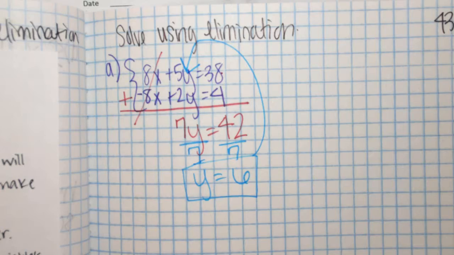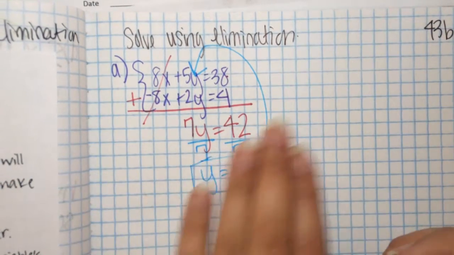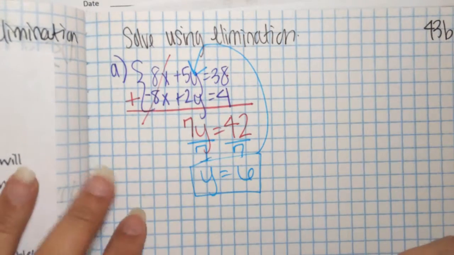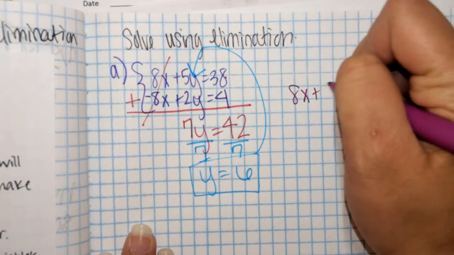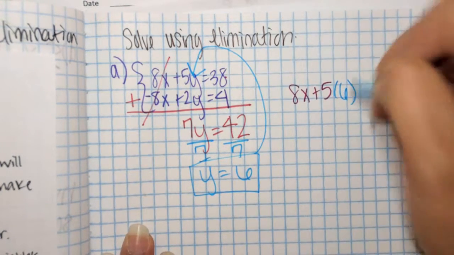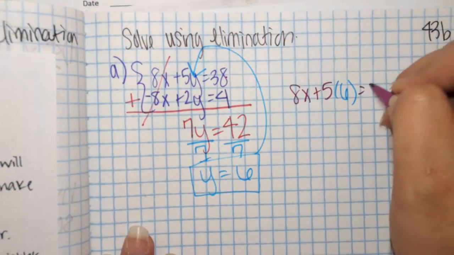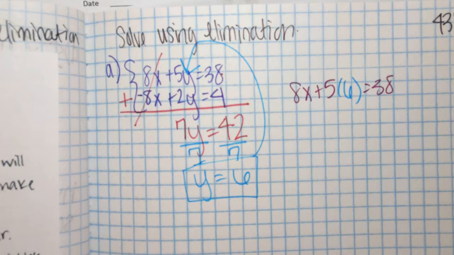Yes, but we're going back to our original. So we got rid of x to find y. Now we're going back to our original problem to get x. Okay, so we have 8x plus 5 times 6 equals 38. Is everybody with me?